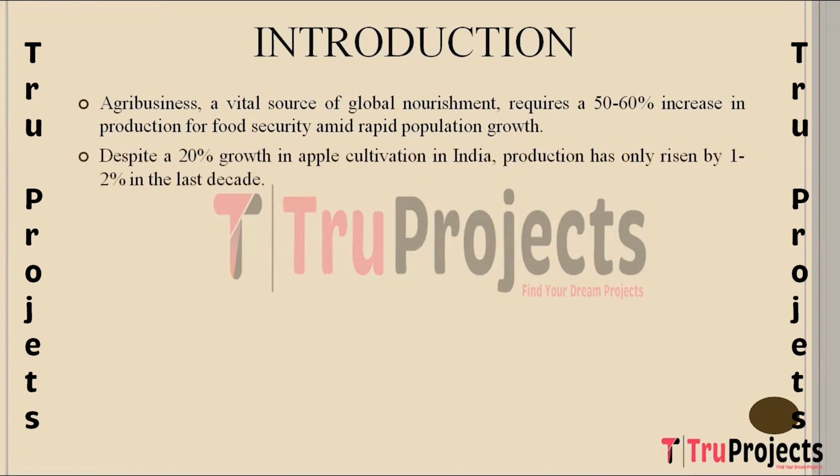The cultivation of apple crops, a widely consumed fruit globally, faces challenges in proportionally increasing production with the expanding cultivation area. In India, for instance, while the apple cultivation area has grown by 20%, production has only seen a marginal increase of 1 to 2% over the last decade.